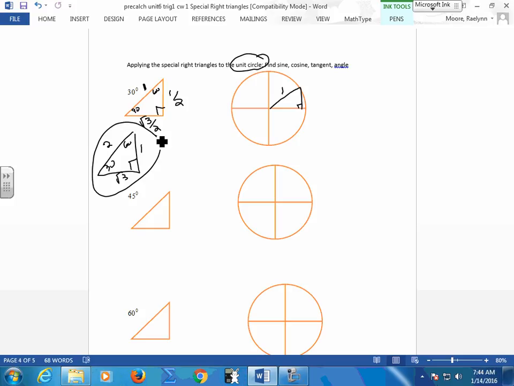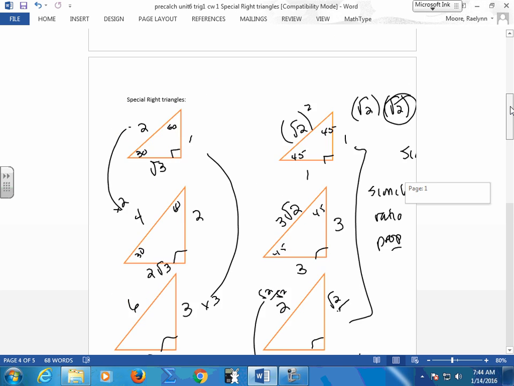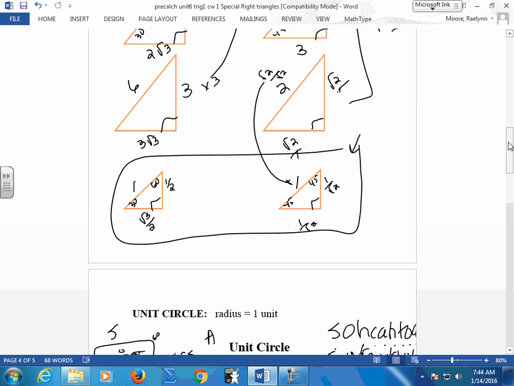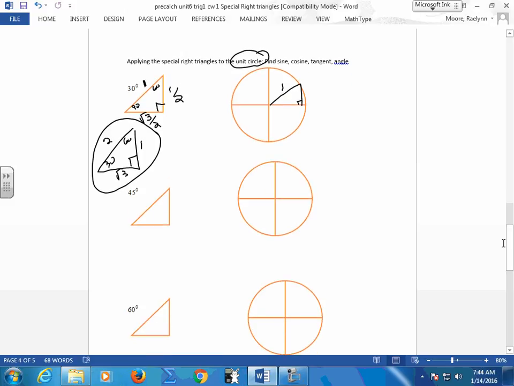Didn't we just go through all the similar triangles? The very last similar triangle that we did, I said, this is what we're going to use on your unit circle. We said the radius has to be 1 on a unit circle. So you still memorize the one you know. All you have to do is make a similar triangle, because right now today we're using a unit circle, and the unit circle says the radius is 1.